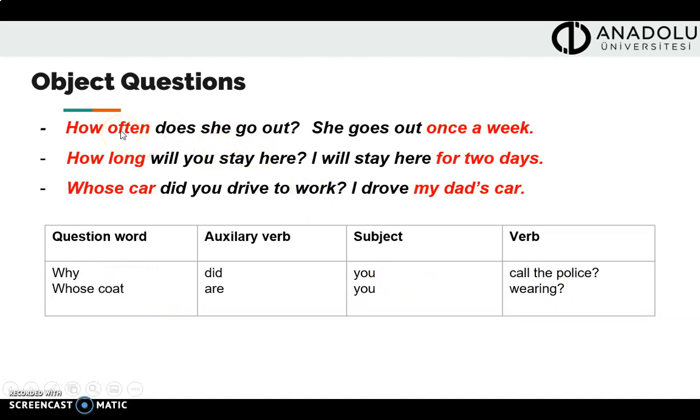For example, in the first one, we want to learn the frequency of the action. How often does he go out? We ask, and we get the answer. She goes out once a week. And we want to learn the duration, so we choose the question word how long. How long will you stay here? Yes, you see, will and you have changed places. And I will stay here for 2 days. And we want to learn who something belongs to, so we say whose car did you drive to work? And we answer, I drove my dad's car.